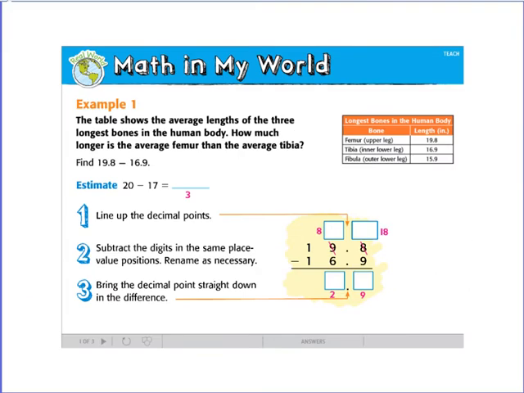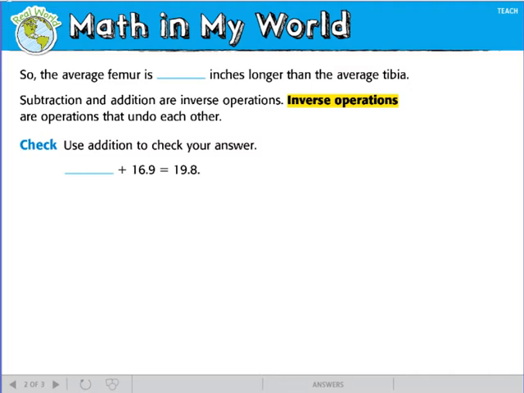Okay? So, there it is. The average femur is 2 and 9/10 longer than the average tibia. Now, the inverse operation, inverse means the opposite. They're saying that they undo each other. What they actually do is they have a relationship. If we go 2 and 9/10 plus 16 and 9/10, we will get the average length of the femur.